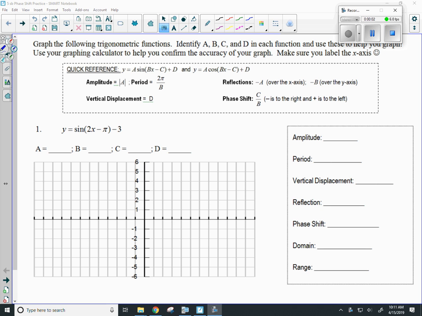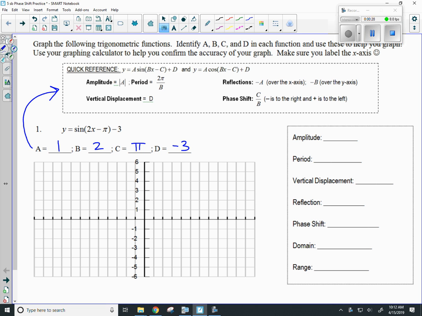All right, let's take a look at this first phase shift problem from the practice. For starters, we're going to label A, B, C, and D. A is the number that's in front of sine, which is just a 1. B is the number directly in front of x. C is pi, and D is -3. It's helpful to label those because that helps you utilize these little formulas if you need them.